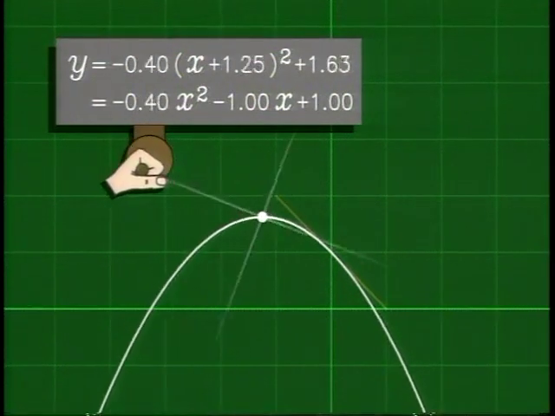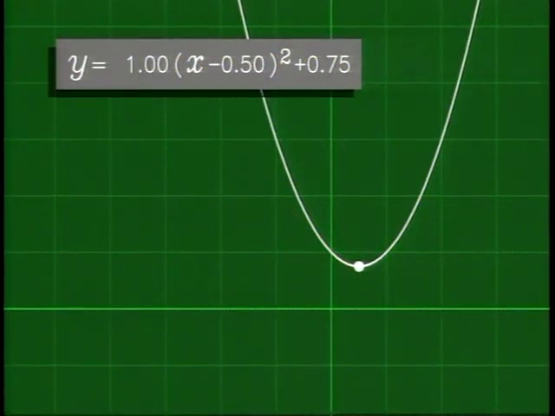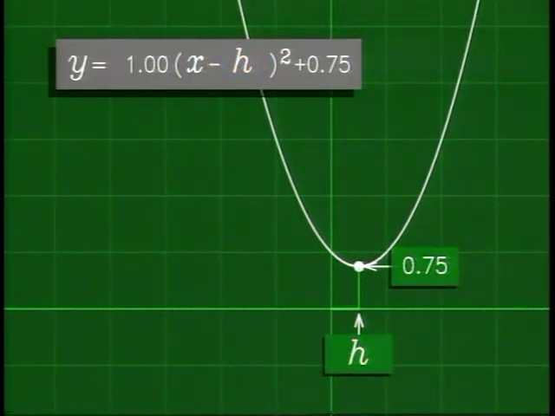This point where the parabola has a peak or a valley is called the vertex of the parabola. The Cartesian equation can be expressed in terms of the coordinates of the vertex.